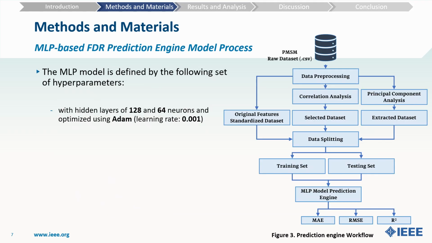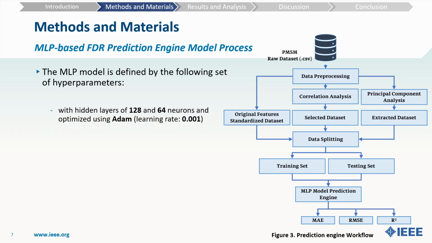The prediction of PMSM temperature using an MLP model integrated with feature dimensionality reduction (FDR) follows a structured approach to enhance accuracy and efficiency. The process begins with data pre-processing, including normalization to standardize feature scales, cleaning to remove inconsistencies, and imputation to handle missing values.